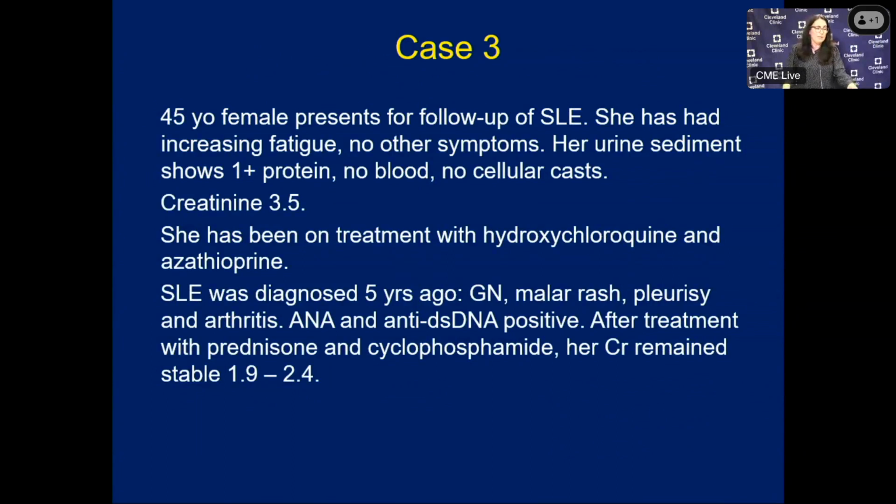In case 3, a 45-year-old female presents for follow-up of lupus. She has had increasing fatigue, but no other symptoms. Her urine sediment shows 1+ protein, no blood, no cellular cast, and her creatinine is 3.5. She has been on treatment with hydroxychloroquine and azathioprine. The lupus was diagnosed 5 years ago with glomerulonephritis, malar rash, pleurisy, and arthritis. ANA and anti-double-strand DNA were positive, and after treatment with prednisone and cyclophosphamide, her creatinine remained stable at 1.9 to 2.4.